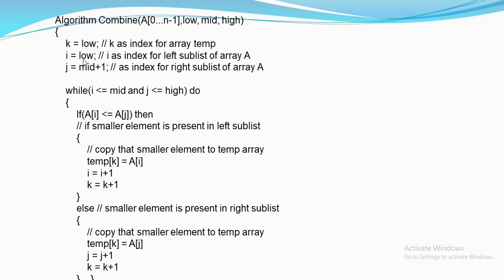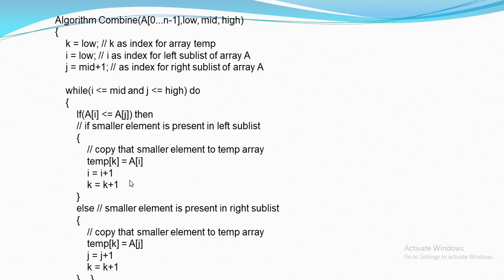This is the example for combining the array. k is equal to low, i is equal to low, j is equal to mid plus 1. Both conditions should be true: while i is less than or equal to mid and j is less than or equal to high. If A[i] is less than or equal to A[j], we copy the smaller element into the temporary array, then increment i, then increment k.